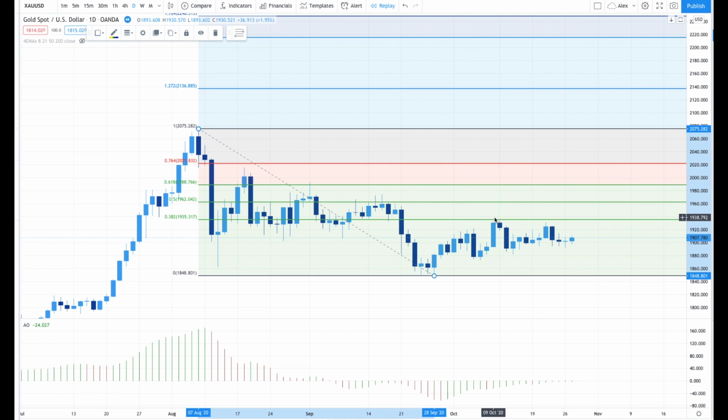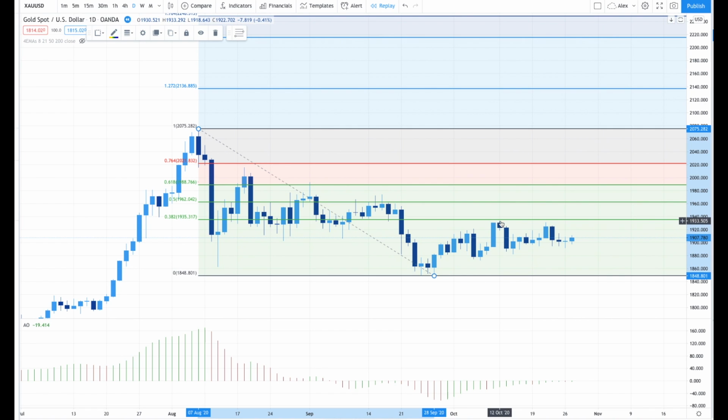Now, this is why I have a T1 and a T2, because you can see this move didn't just bounce off the 38.2 and then drop. Didn't quite reach, did it? And also to the upside, it didn't quite make it to the 38.2. It kind of stalled and fell ever so slightly short.